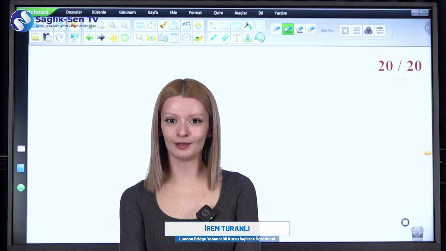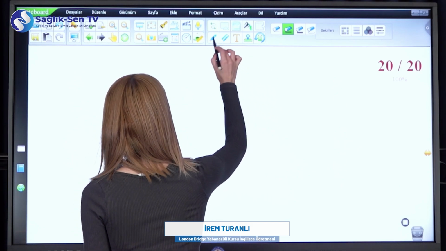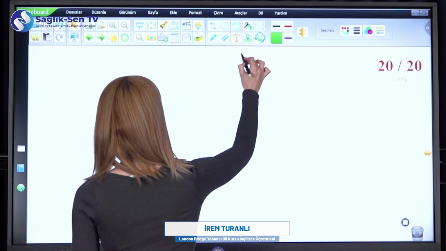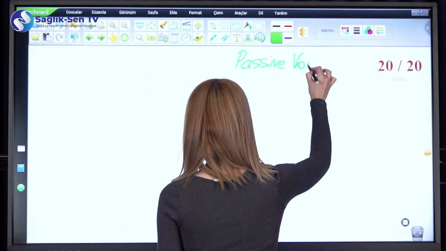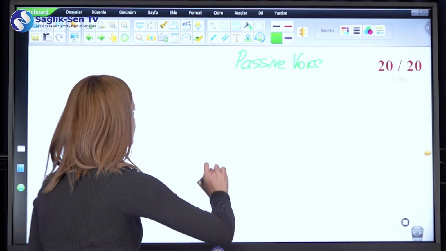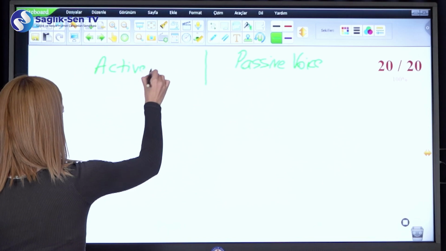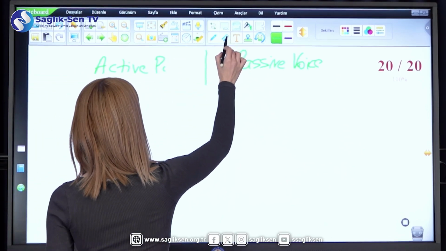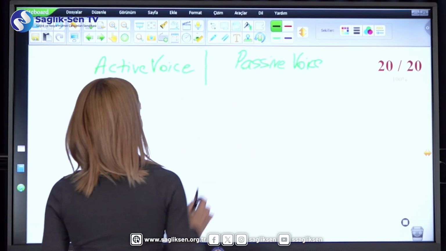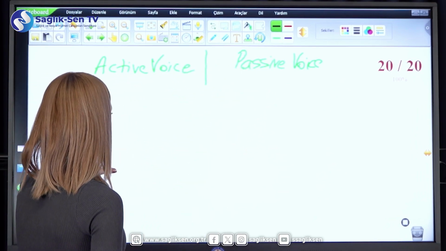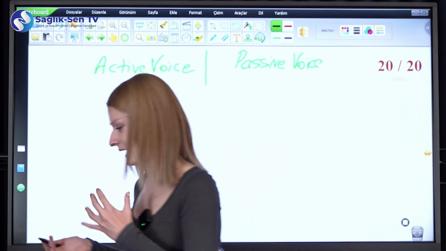Today we will be talking about passive voice. What is passive voice and active voice? Actually, most of the sentences that we make, that we use, are active.